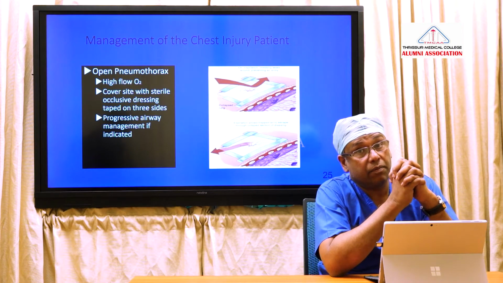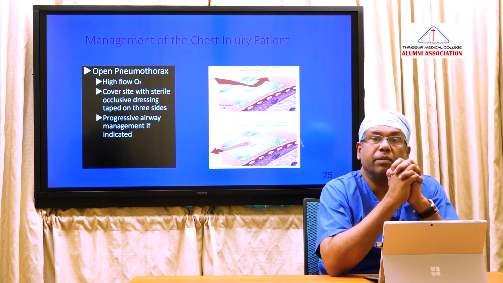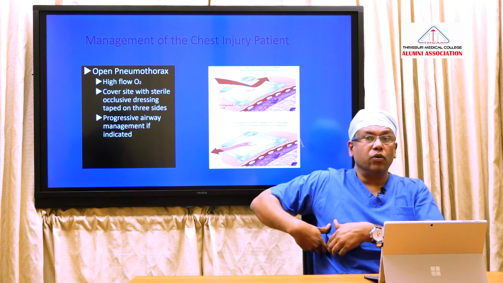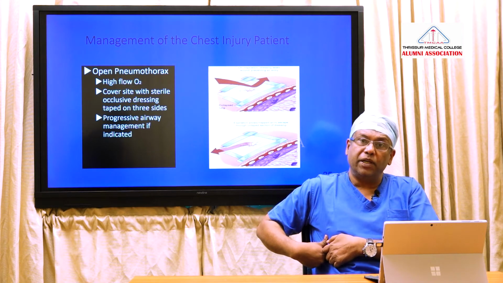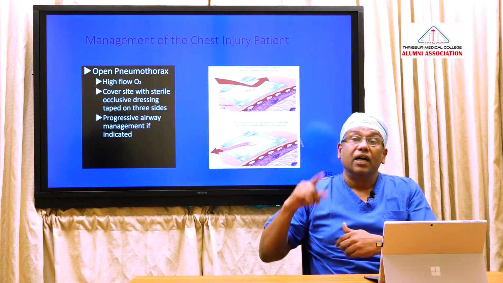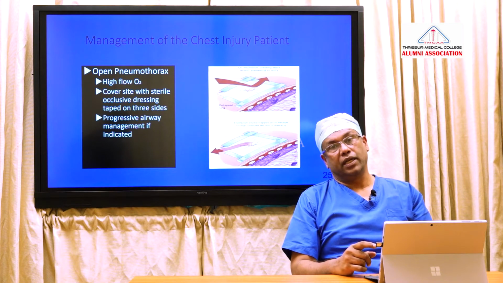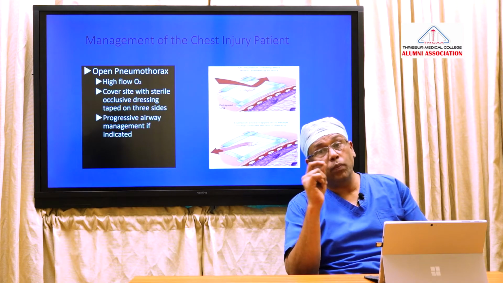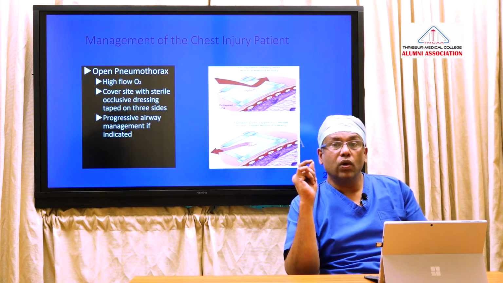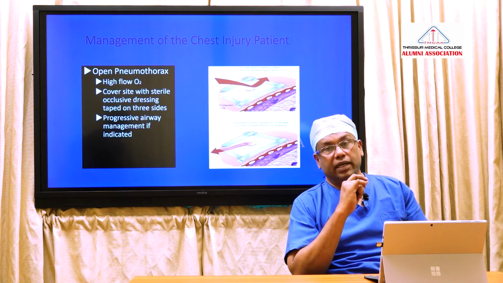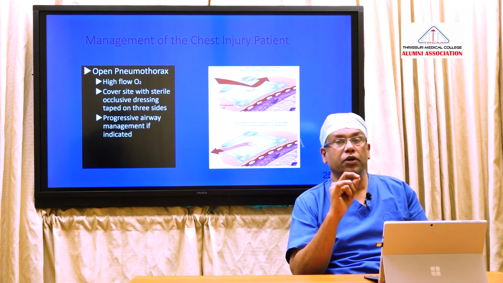Is it the final treatment? No. What is the final treatment for a sucking wound or an open pneumothorax? You need to close this wound, isn't it? So you take the patient to theatre under general anesthesia, debride and close with an intercostal tube drainage. So the final treatment of choice for an open pneumothorax is closing the chest wall wound along with an intercostal tube drainage. That is the final treatment. Okay, so that is the treatment of an open pneumothorax.